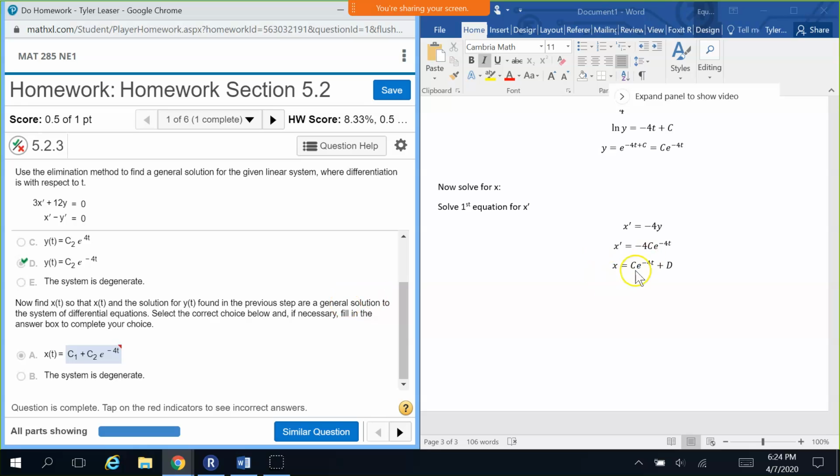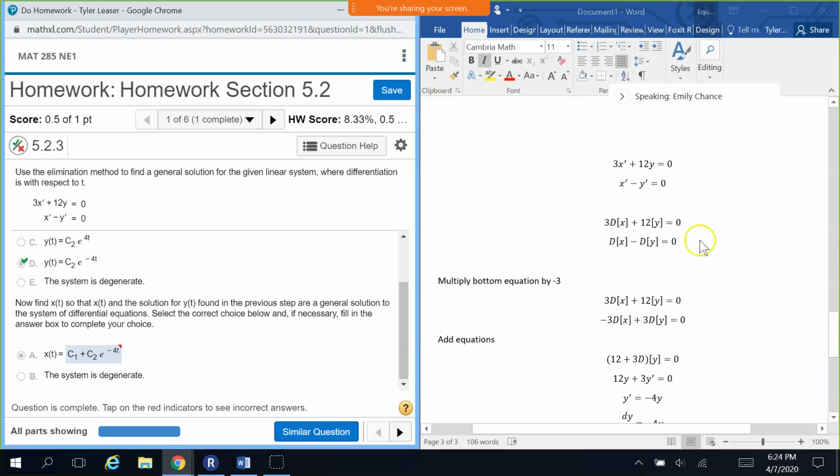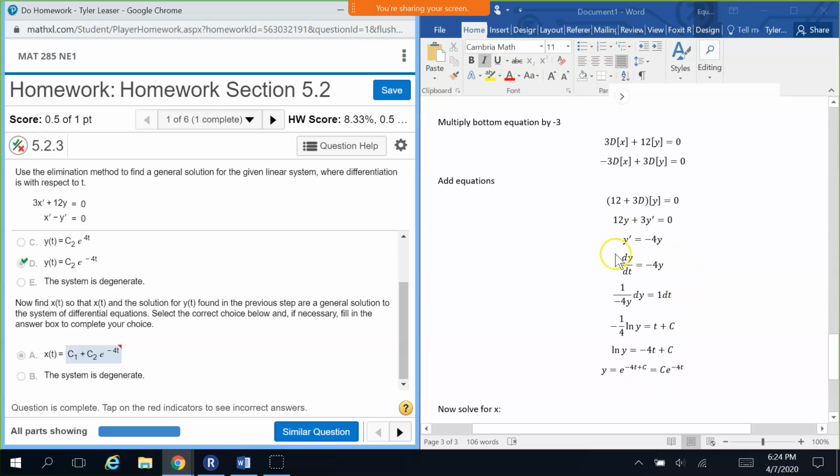All right, but that's the process. So when you have your system, first thing that you want to do is you want to rewrite it with those differential operators. Solve it algebraically by eliminating either the x or the y, and then you're just going to have a differential equation in terms of the other. That is where you're going to have to go back to chapters 1, 2, 3, or 4 and solve that differential equation however you feel comfortable solving it.